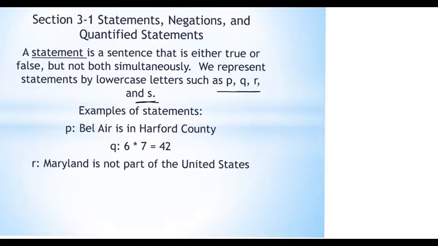So our first statement here, we have statement P, where Bel Air is in Harford County. Q is 6 times 7 equals 42. And this is a statement because it is a sentence, because it has that equal sign in there, and that is a verb in math, which makes it a sentence. And then we also have Maryland is not part of the United States. Again, that's a false statement, but it's still a statement.